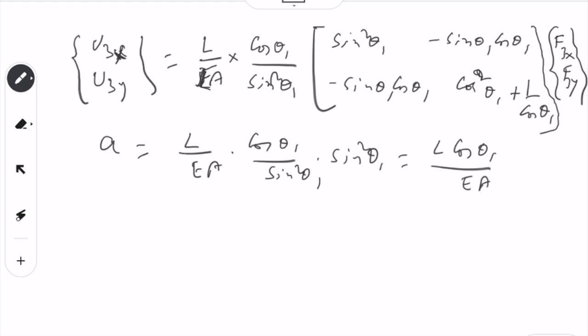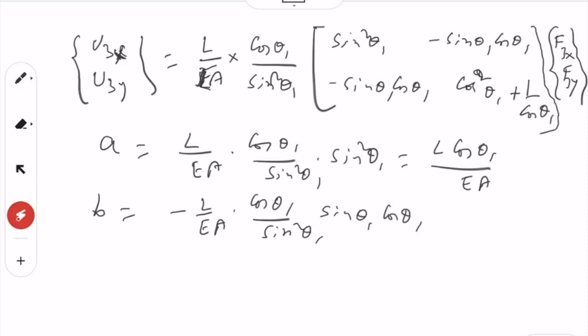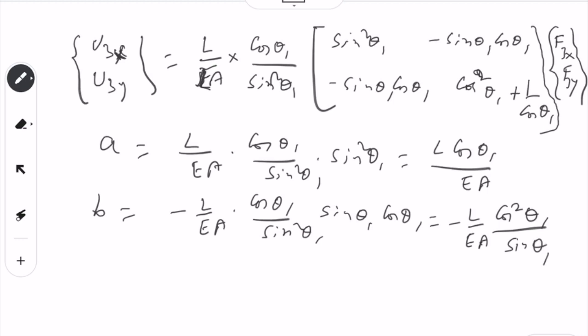This will be A. B will be equal to minus L over Ea cos theta 1 sin square theta 1, then sin theta 1 cos theta 1. So what we will see here is one sine will be gone. So cos square theta divided by sin theta. So minus L over Ea cos square theta 1 over sin theta 1. Okay, that is done. And you know that actually B and C will be the same.